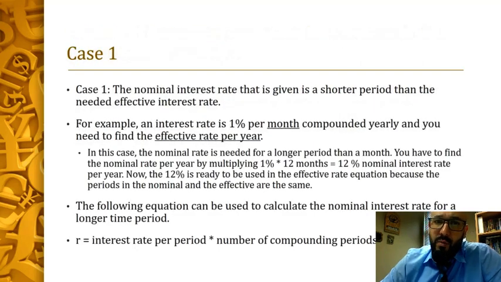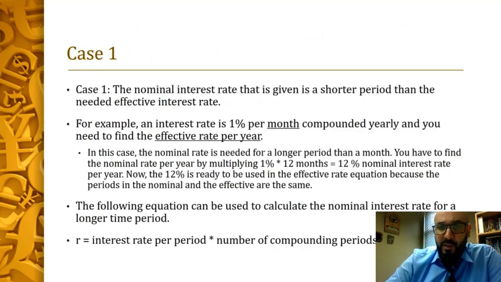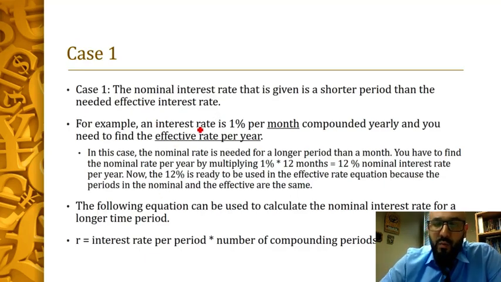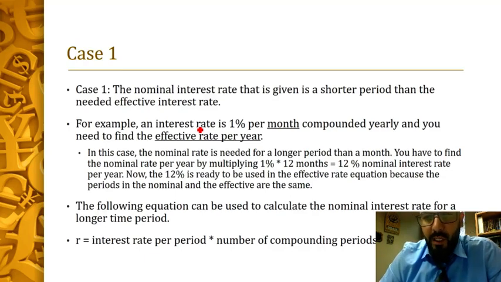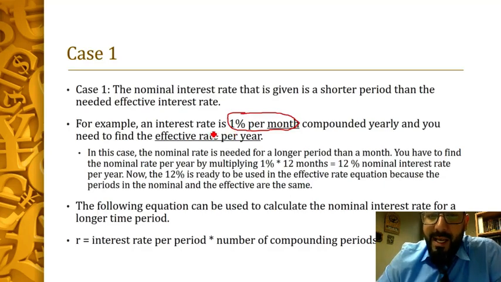The first case, when you have an interest rate period that is shorter than the effective interest rate period. So for example, let's focus on this example. An interest rate is 1% per month compounded yearly, and you need to find the effective rate per year. So as you see here, the nominal interest rate would be 1% per month. So the period is month, and the question is asking for the effective interest rate per year. So the month and the year are different periods.